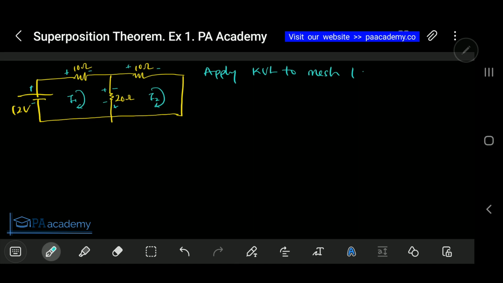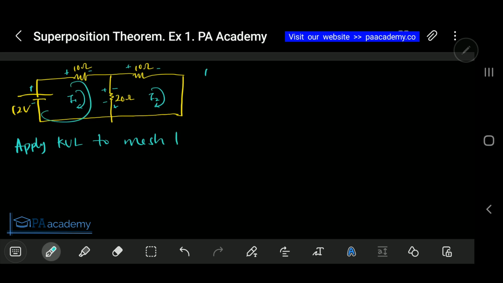to mesh 1. Let me start from the left side of the screen. So apply KVL to mesh 1, in a clockwise direction like this. Let's start from here. That will be 12 volts, from negative to positive, so we are going to have 12 volts. Then let's come over here, from positive to negative. You can see from positive to the negative.